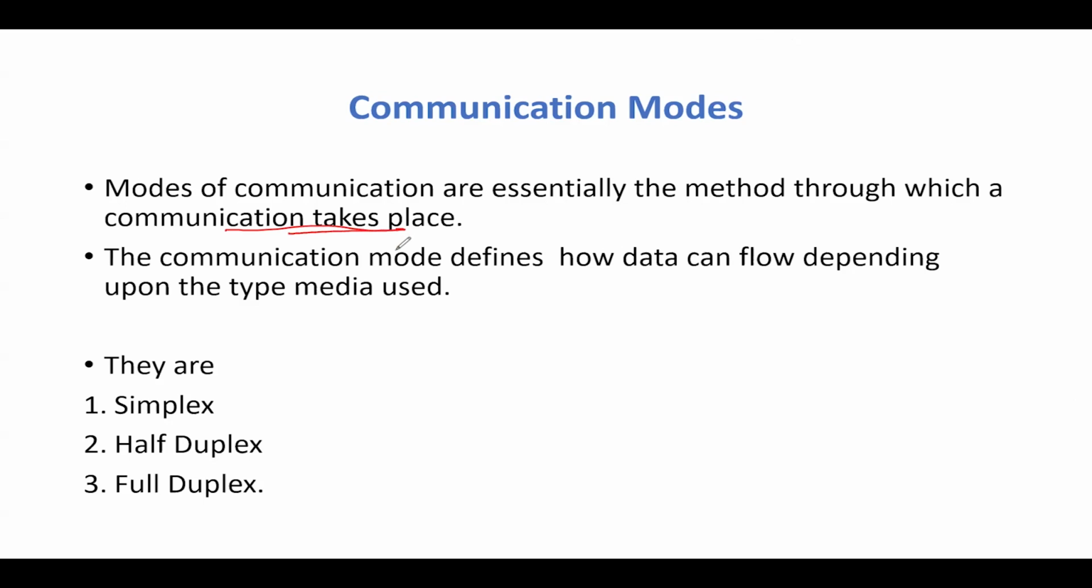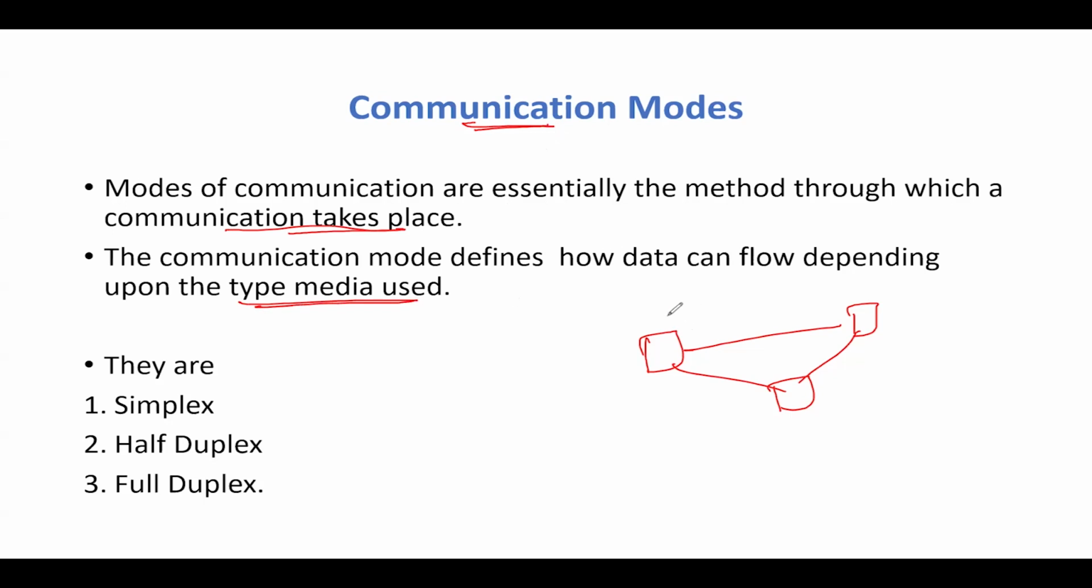Now we know that a network is nothing but a collection of different kinds of nodes connected through different kinds of networks. So there has to be communication between these nodes. That is the reason we have a network, and we have seen why there is a need for a network. Unless and until we have communication, it is of no use. Whenever we are talking about communications, there are different modes through which it can happen. The communication mode defines how the data can flow depending upon the type of media used.